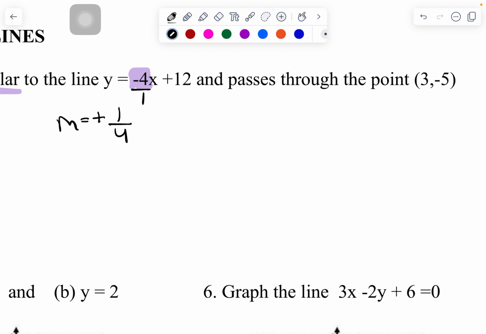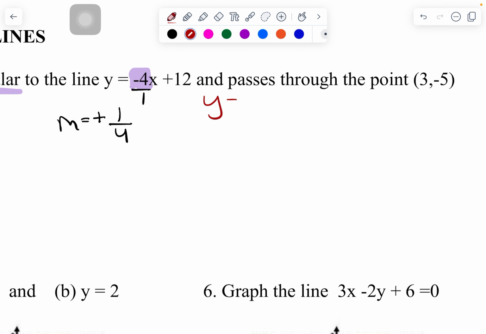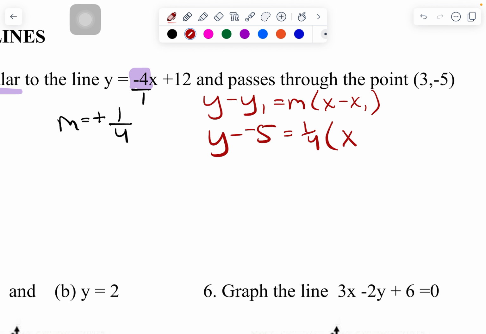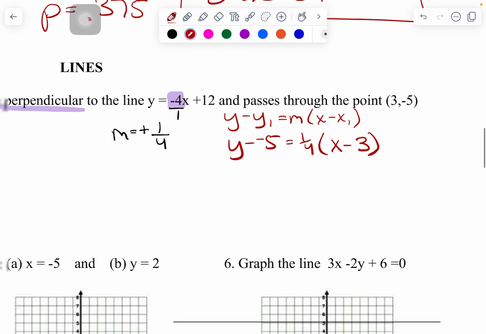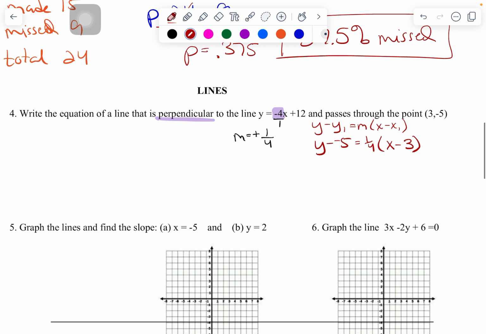And it needs to pass through that point 3, negative 5. So we've got point slope formula. y minus y1 equals m times x minus x1. So y minus negative 5 equals 1/4 times x minus 3. And there's nothing in this problem that actually says I need to go any further. It just says to write the equation of the line that's perpendicular, and I've written an equation.